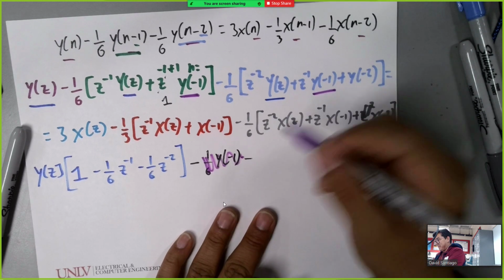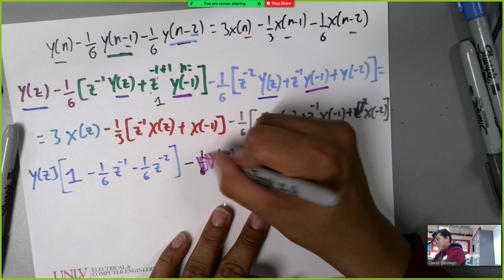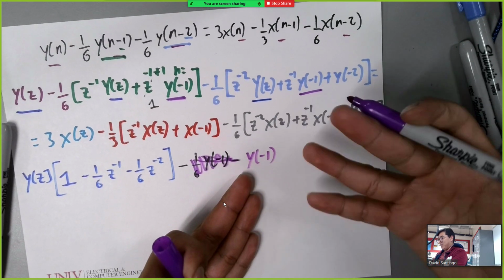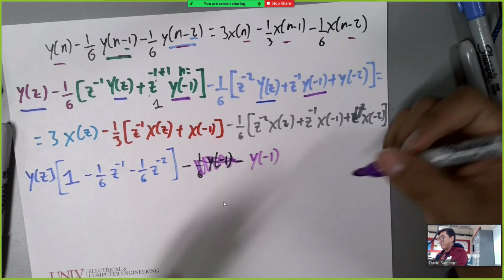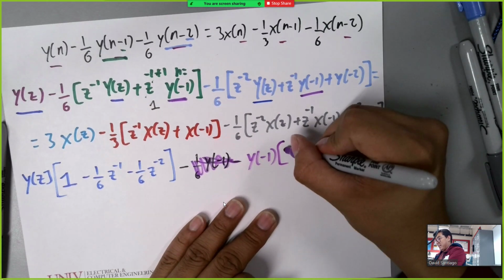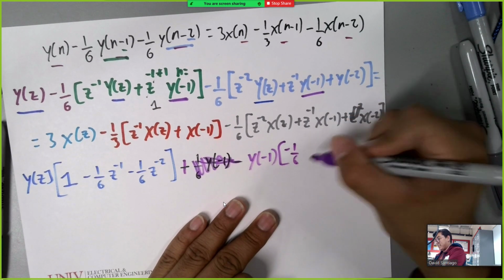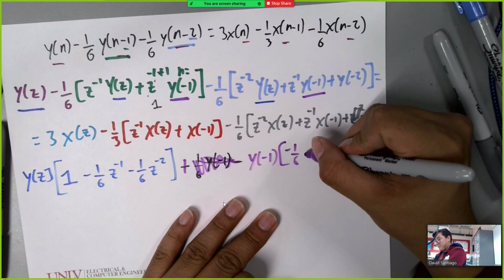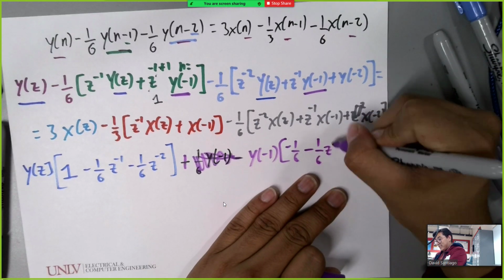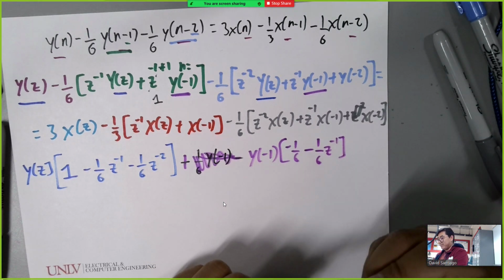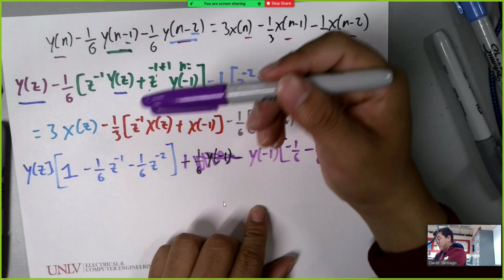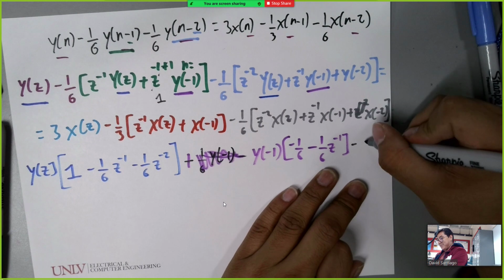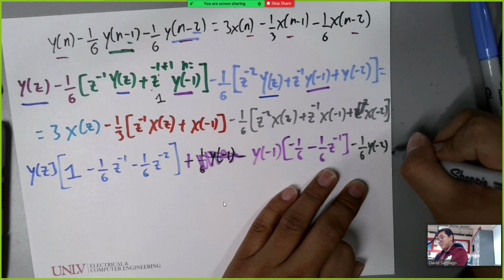Let me rewrite it. Maybe you guys will see it. y of minus 1. So the initial conditions, due to the previous output, y of n where n is equal to minus 1, are going to have the following. Minus, let's just put a plus, minus 1/6. That one right there. This one right here has minus 1/6 z to the minus 1. Cool? Then I think that takes care of this, and then we just have our final term. Minus 1/6, y of minus 2. Cool?